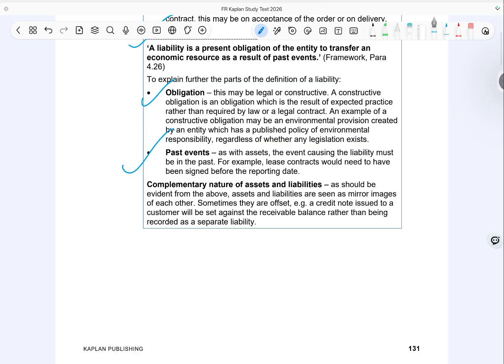Why? Because many transactions create both an asset and a liability at the same time. For example, a company buys inventory on credit. It receives inventory, which is an asset. At the same time, it owes money to the supplier, which is a liability. So, one transaction can increase both assets and liabilities together.